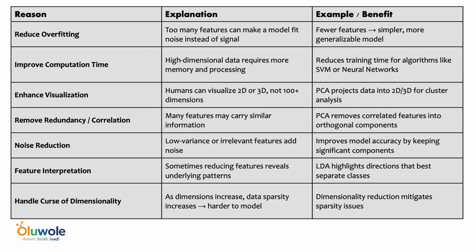All right. These are things we are familiar with, so we've spoken about them. The other one I've not spoken about is that it removes redundancy, and we spoke about correlation. Many features may carry similar information, so why are we repeating the same thing? Then noise reduction. Then you can interpret features very well. Sometimes reducing features reveals underlying patterns.